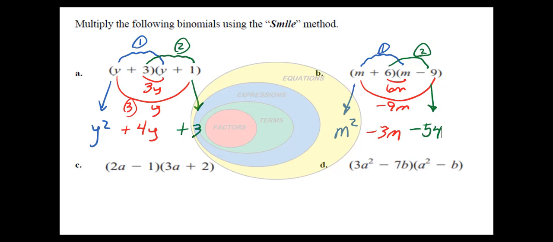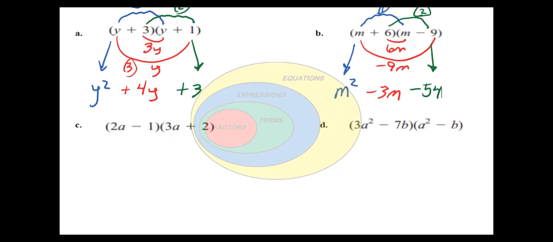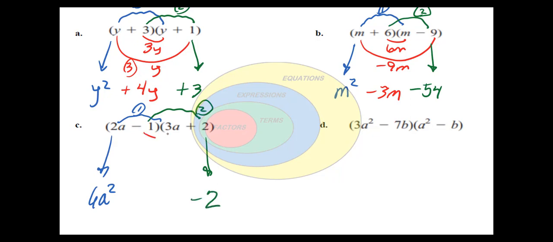All right, so I'm just going to scroll down a little bit so I can see these other two. So again, we'll start off. The first two terms give us 3a times 2a, which is a 6a squared. The last two terms, the next distribution we want to look at is the -1 times 2, which gives us a -2. And then the smile, the two distributions, -1 times 3a is -3a, 2a times 2 is 4a. And when I combine those two terms together, I get +a.